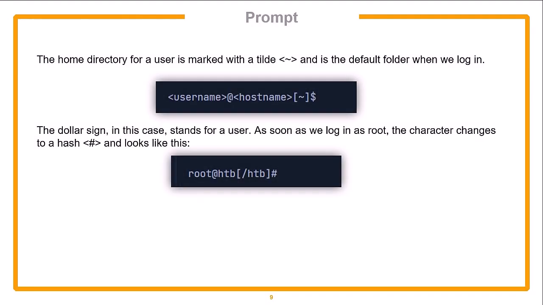When you open up a terminal, the text on the left is called the prompt. It gives you vital clues. The tilde symbol marks your home directory. A $ sign means you are logged in as a normal, unprivileged user. But as soon as we log in as root, meaning we have full administrative control, that character changes to a hash.